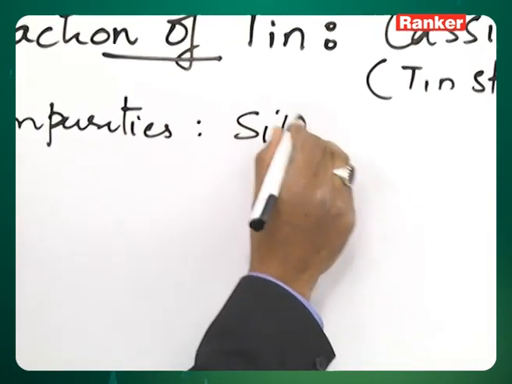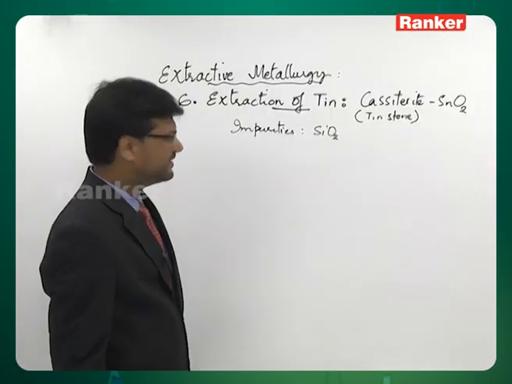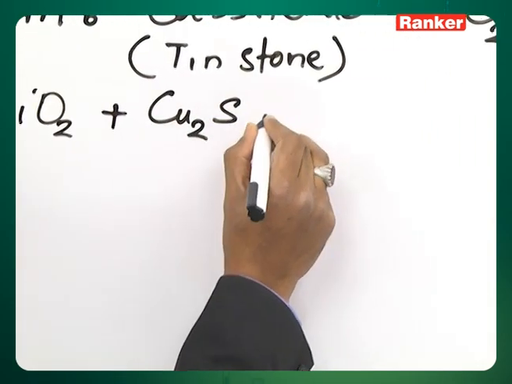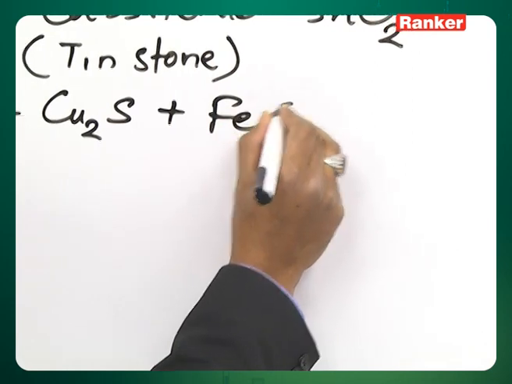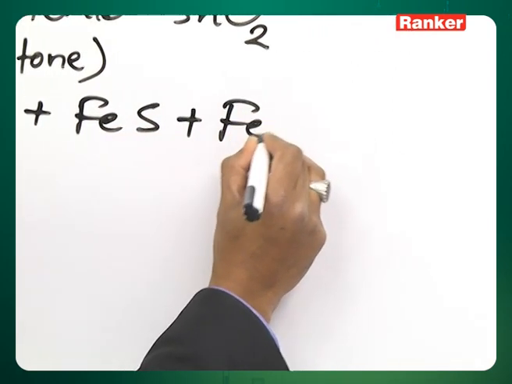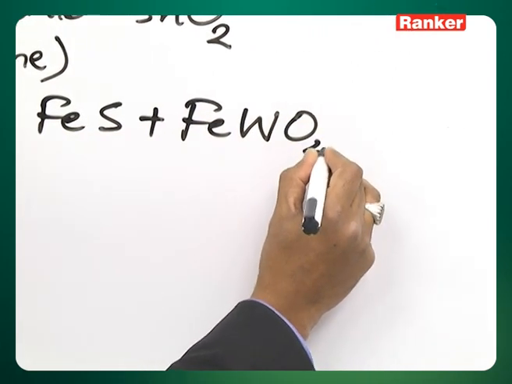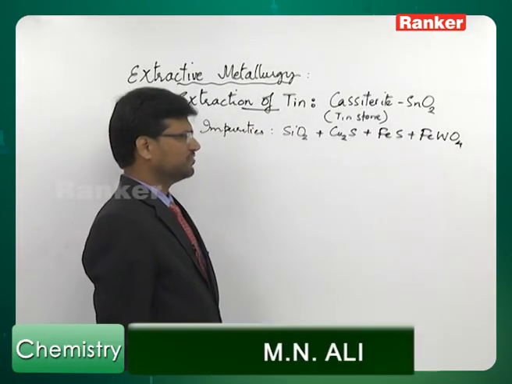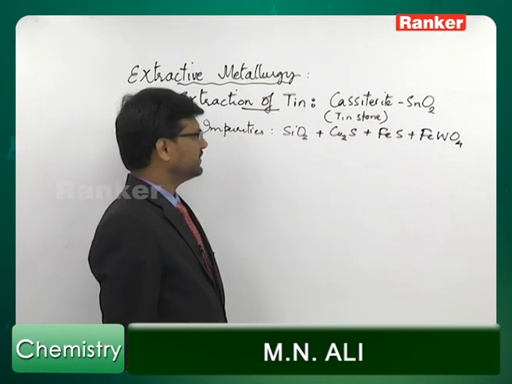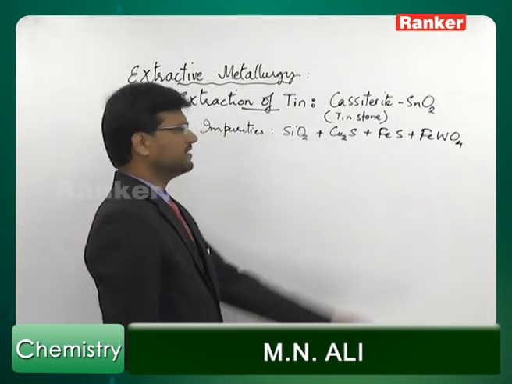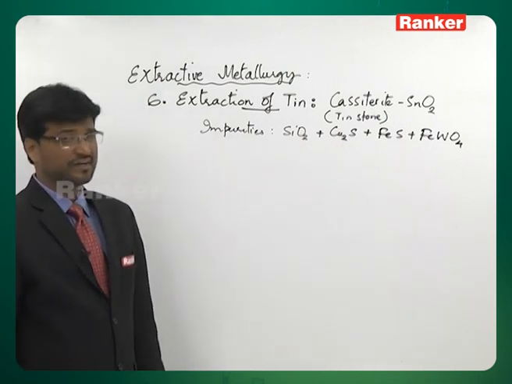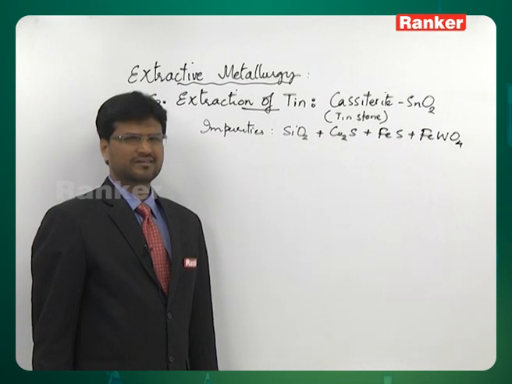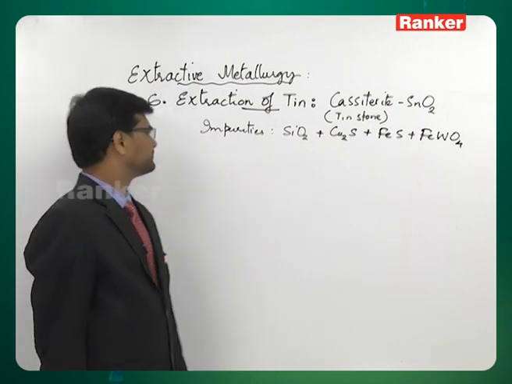one is obviously SiO2, silica. Apart from this, you also have copper sulfide, ferrous sulfide, even wolframite, ferrous tungstate, FeWO4. These are the impurities which are associated with cassiterite. So let's see how we get rid of these impurities, how we reduce SnO2 and get pure Sn. Let's find out.